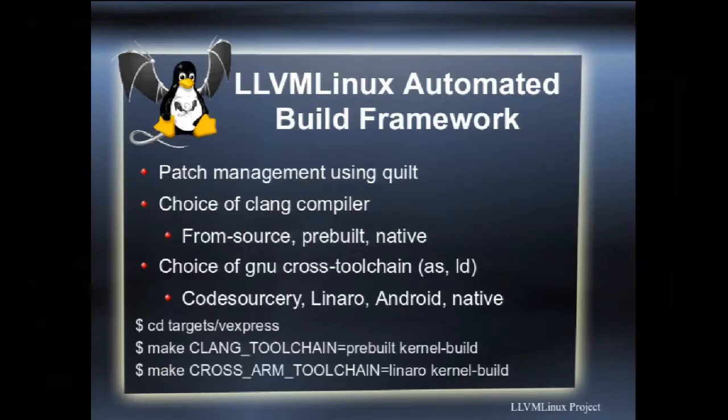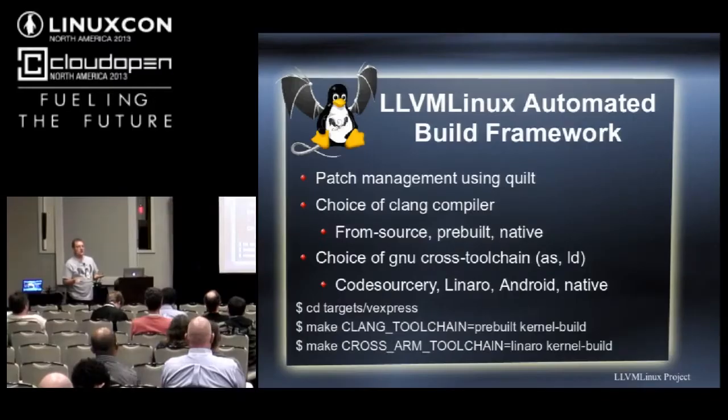Okay, the whole build infrastructure is just scripts and patches. That's it. We're not trying to fork anything. We're not trying to get you to use our version of Clang or our version of the kernel. No, we're trying to build on top of what's already out there. I like to call our project a meta project. We're trying to add to everybody else's project, not our own. We want to make this work for everybody else.